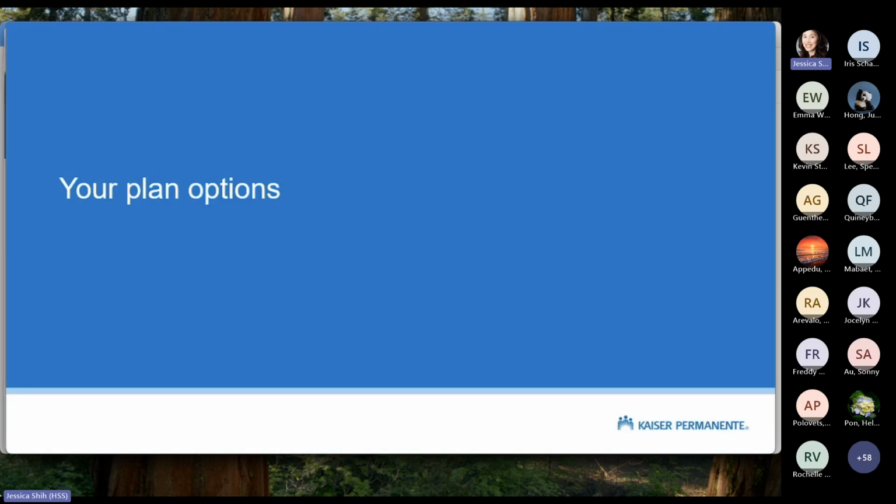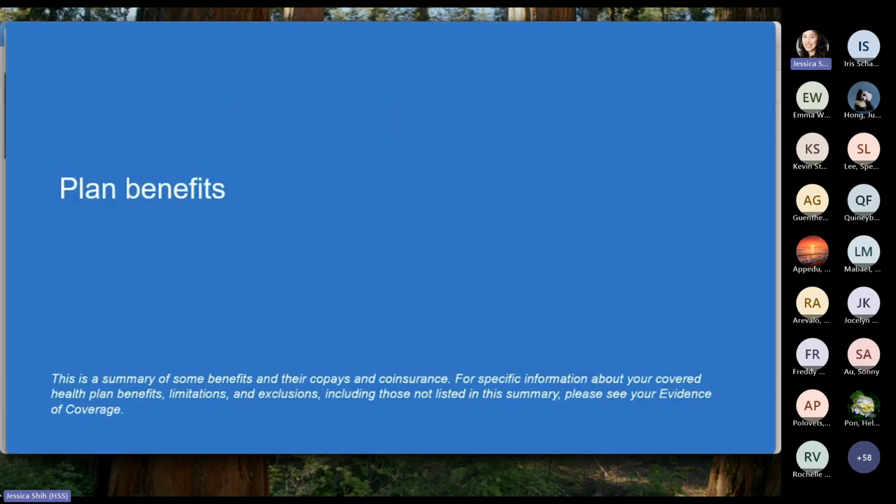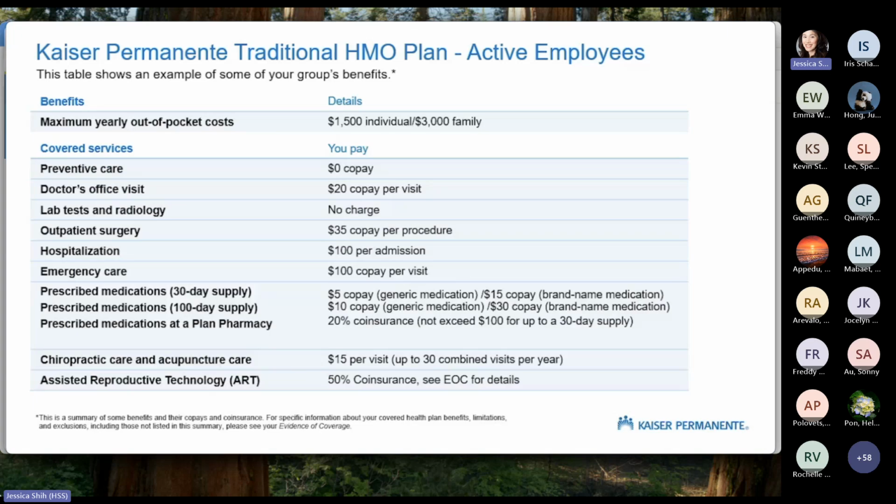Now let's go into more details about the Kaiser Permanente plan options available to you, including high-level coverage amounts. You can choose from the following medical plan options. Now let's take a closer look at the high-level coverage amounts of your plan options. For specific information about your covered health plan benefits, limitations, and exclusions, please review your evidence of coverage or speak to your benefits administrator. If you need additional time to review this information, press the pause button in the lower left-hand corner of the screen at any time. Here is an overview of the plan option being offered to you.